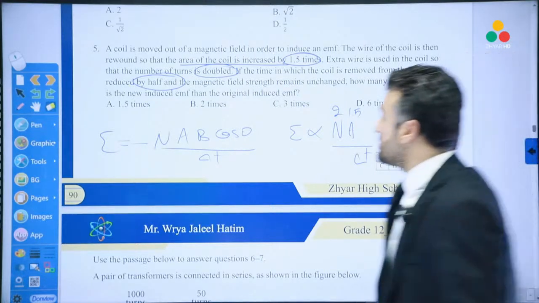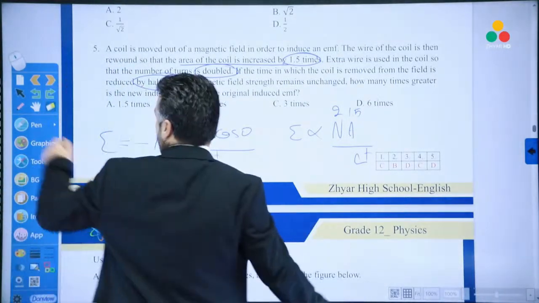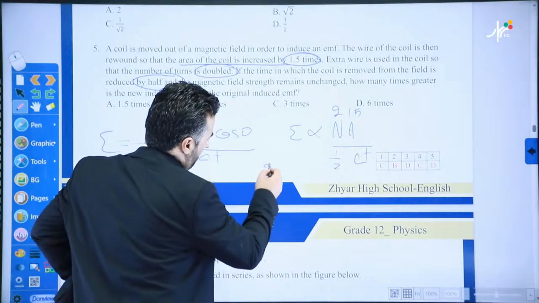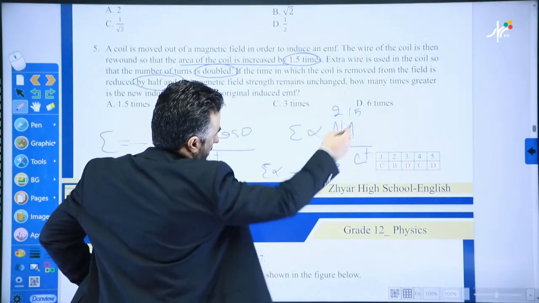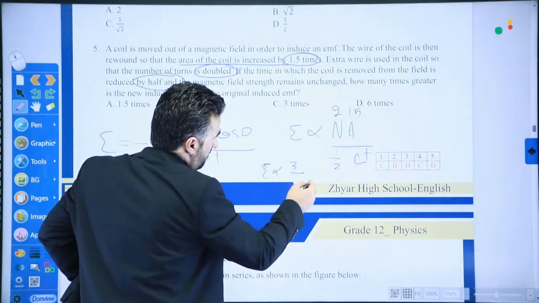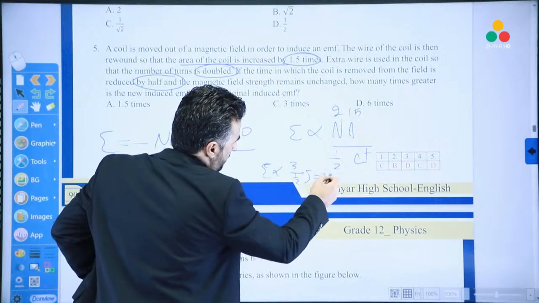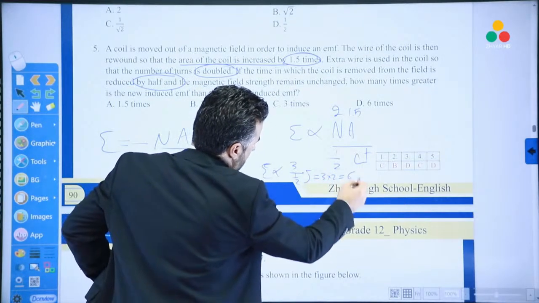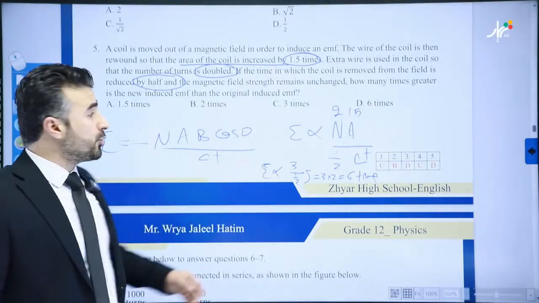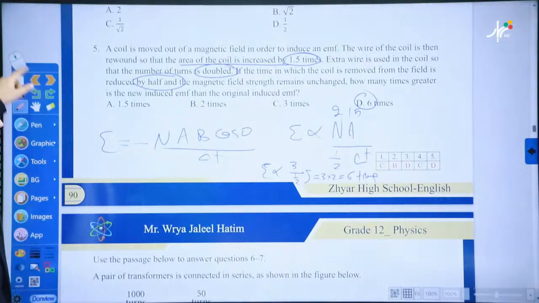What about the time? What happens to the time? The time is reduced by half. So if the time is reduced by half, we can write half in here. So what would be the result now? 2 times 1.5, that is 3. And then this is over 1 over 2. This 2 goes up, so it becomes 3 times 2, which is 6. So the electromotive force that is induced is going to be increased by 6 times here. And that is the correct answer.